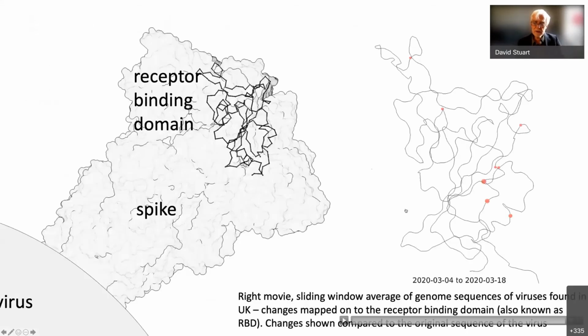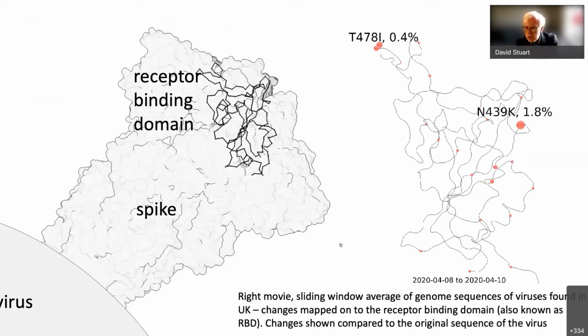And this, let's see if I can play this. This just shows a time course with a 7-day moving window of mutations from the original virus as recorded in the UK sequencing effort in COG UK.